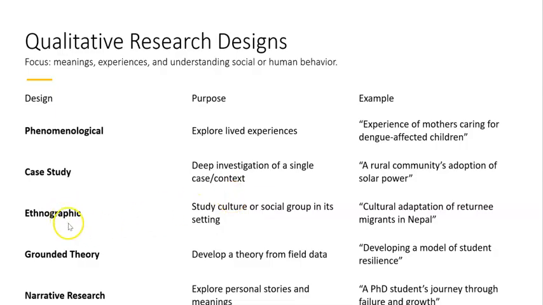Likewise, there is ethnographic research design as well. This research design helps to study culture or social groups in their setting. For example, the cultural adaptation of returning migrants in Nepal. If they are coming back from the Western world, it might be a little different to adjust in Nepal, and we can just see the cultural adaptation of returning migrants in Nepal. This is related to culture.